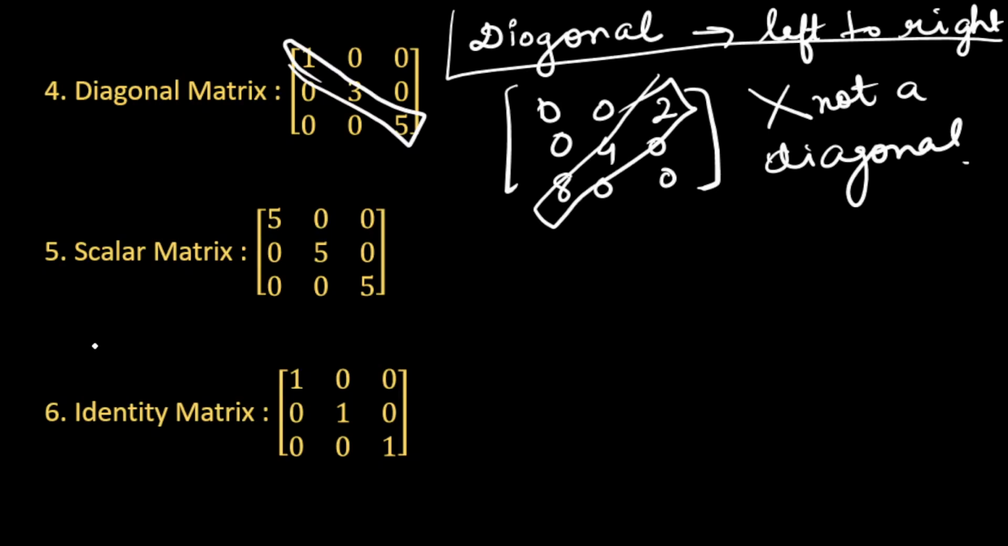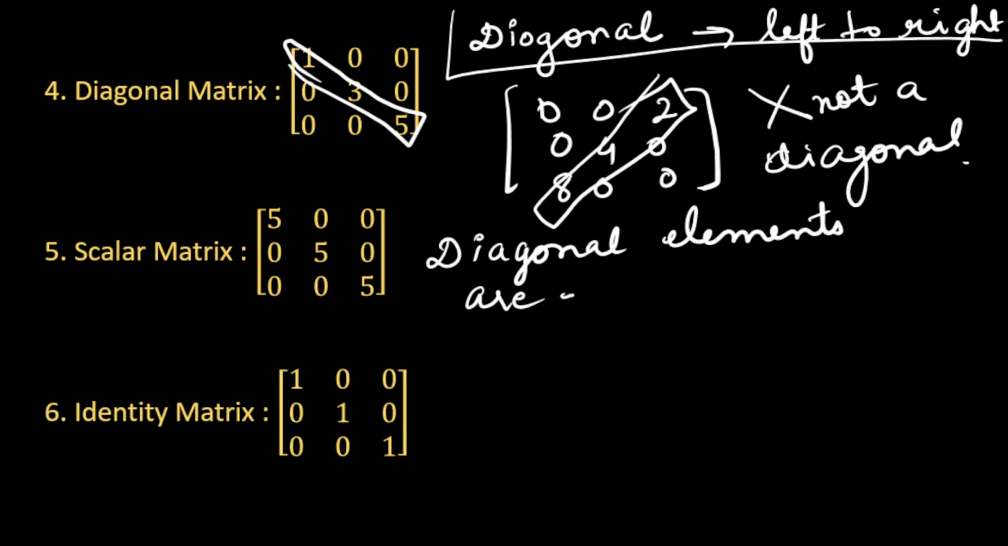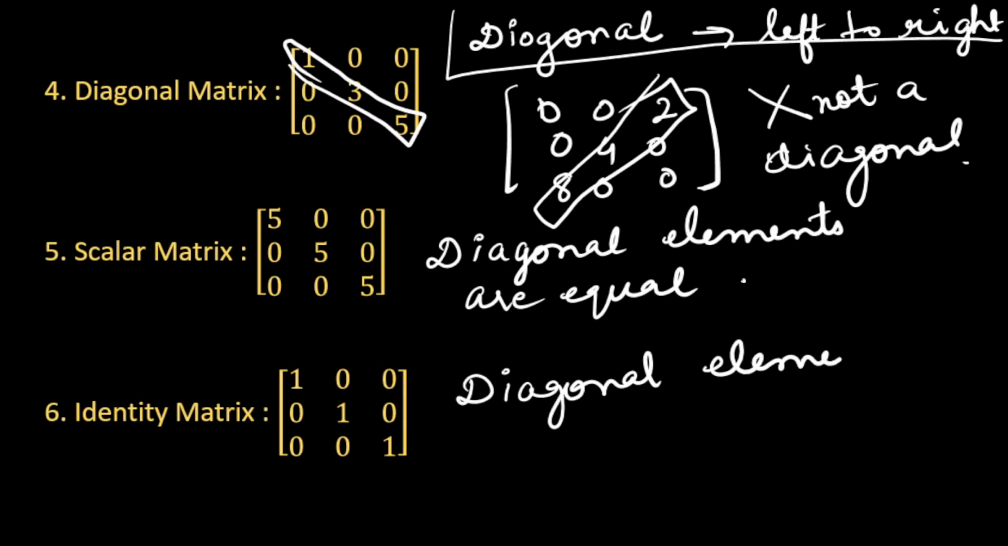Then we have the scalar matrix. In a scalar matrix, the diagonal elements, again the diagonal from left to right, are equal. Diagonal elements are equal in the case of a scalar matrix. Then next we have the identity matrix. In an identity matrix, the diagonal elements are equal to 1.